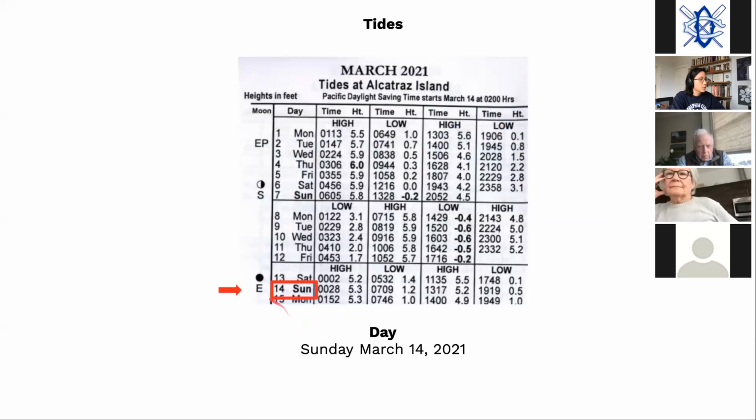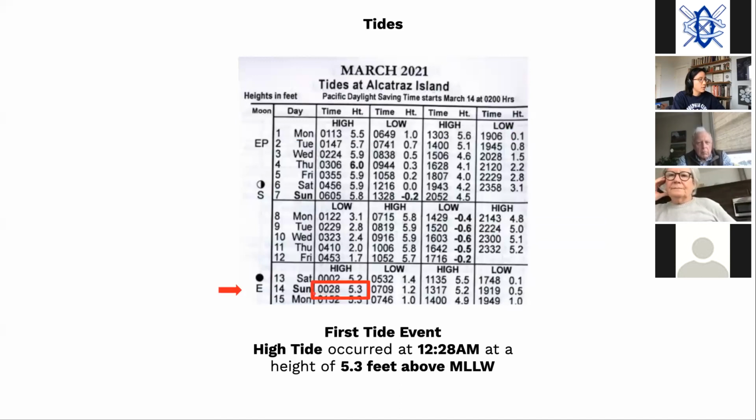We can start with today, Sunday, March 14th. The first tide event happened at 12:28 a.m. It was high tide, and it was 5.3 feet. The next tide event for today was at 7:09 a.m., and it was at 1.2 feet.